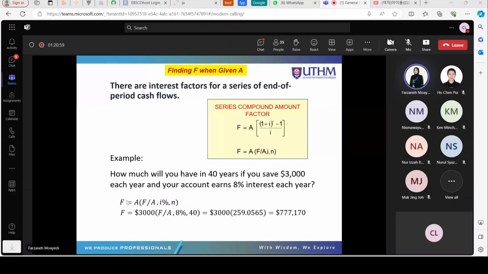So you want to calculate the future value where you know that the uniform series is 3,000, the duration is 40 years, and the interest is 8%. So for writing down the notation, it is F/A. Why? Because you want to know how much the value is in the future where the uniform series is given to you. The same concept.